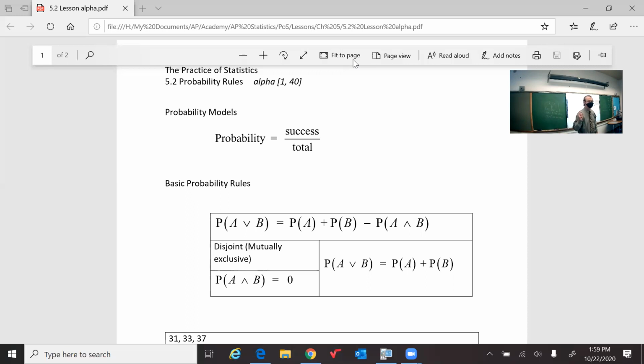Disjoint. Disjoint is a vocabulary word that you are accountable for. It's not like R squared, which is something you have to memorize, or the difference between an experiment and observation, or the definition of bias. Disjoint just means mutually exclusive. If one event happens, the other can't.